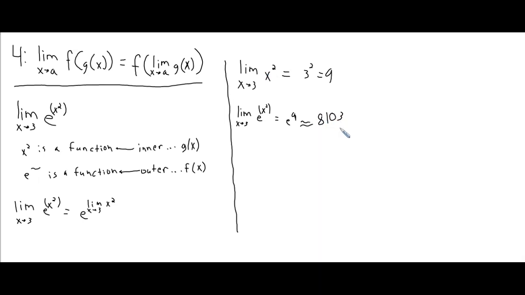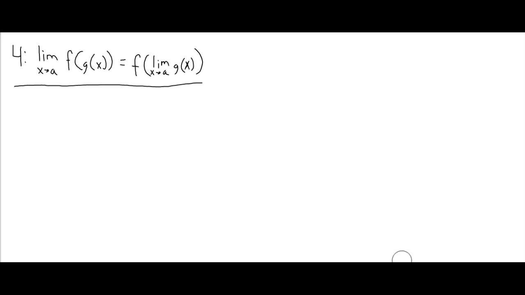So make sure you really understand this point. We had the outer function and the inner function. We took the limit of the inner function, and that gave us a number, right? In this case, 9. And then we plugged that 9 back into the outer function and got e to the 9th. I'm going to quickly walk you through one more example of nested functions.